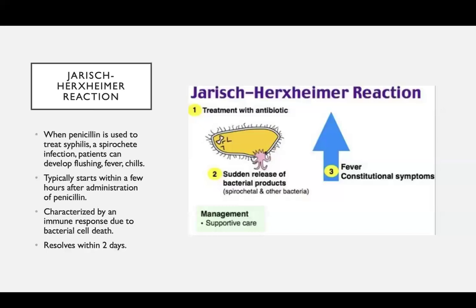One of the reactions you can get with the use of penicillins is called the Jarisch-Herxheimer reaction. This is typically when penicillin is used to treat syphilis, which is a spirochete. You can often develop flushing, fever, and chills, typically starting within several hours after administration of penicillin. It is characterized by an immune response due to bacterial cell death. The treatment is supportive care, and it will typically resolve within 2 days.